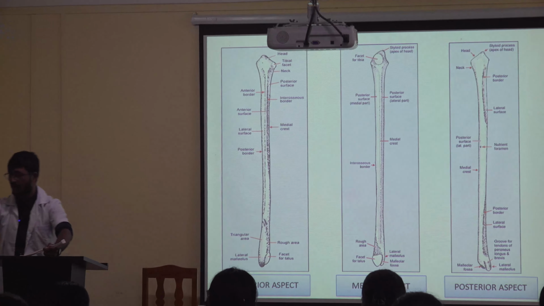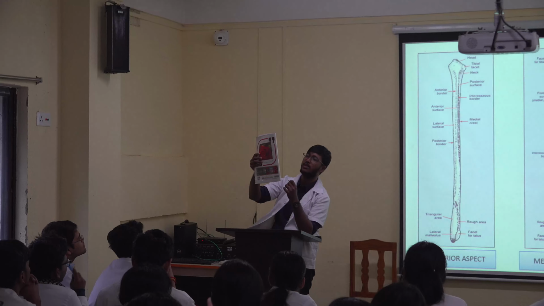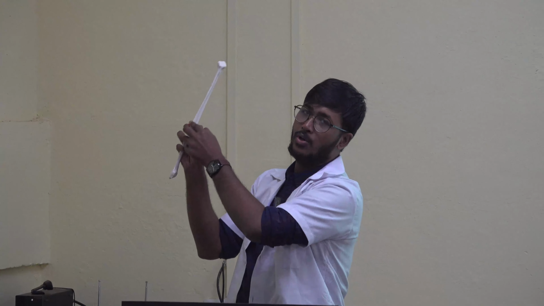So give me a copy. So which part is the border and which part is the surface? Is this a surface or a border? This is a surface. Okay, these are the borders. So similarly, in a bone, these sharp parts are the borders, okay, and in between two borders we have the surfaces.